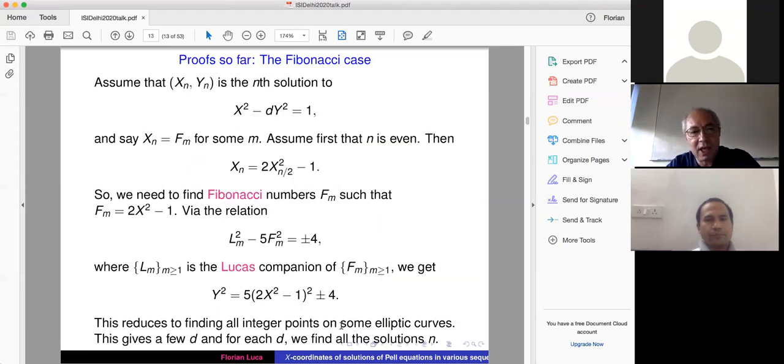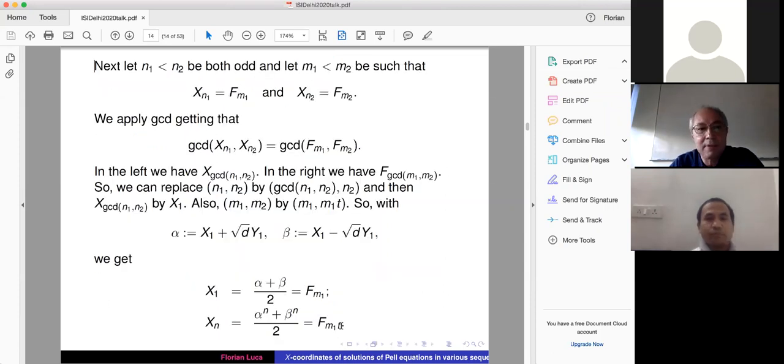So this was for the case when one of the coordinates was even. And notice that this proves more. This proves everything if x sub n is a Fibonacci number when n is even. I haven't even used the second one. Now let's use the second one.